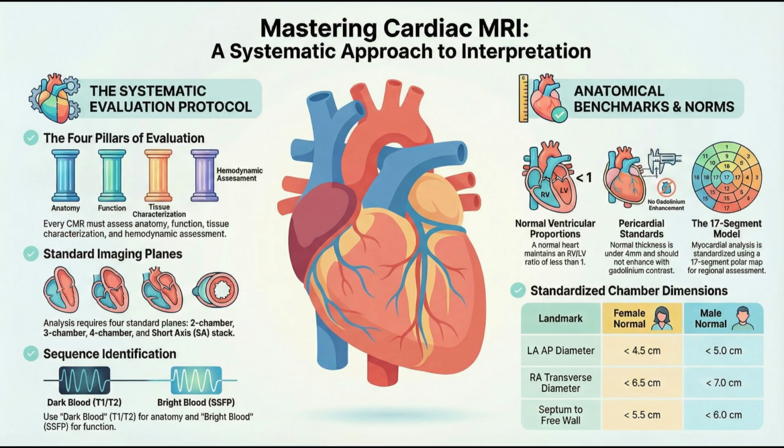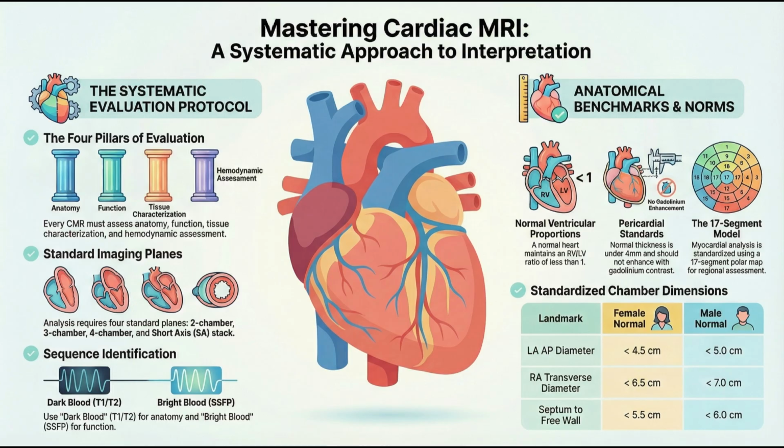And when you say thin, we're talking very specific numbers here, aren't we? Oh, yeah. We're talking less than 4 millimeters. Usually it's more like 2 to 3. If it's thicker than that, or if it looks irregular, you have to start thinking about things like constrictive pericarditis. And if you give contrast and that thickened line lights up, well, now you're looking at active inflammation.